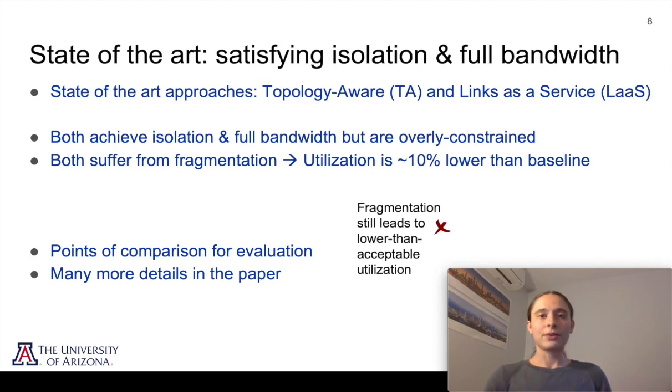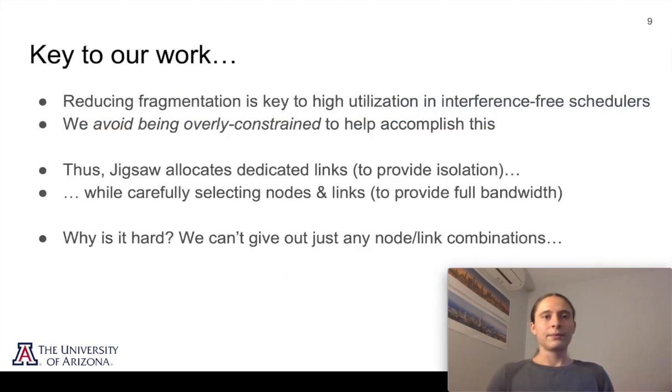Unfortunately, I don't have time to go into the details of these 2 approaches during the talk, but there are lots of details in the paper and an in-depth comparison of our work versus the state-of-the-art work. And in this talk, I will use these as points of comparison for our performance since they're state-of-the-art. So basically, the key to our work is to try to reduce fragmentation so that we can increase utilization while still maintaining isolation and full bandwidth. Basically, we need to avoid being overly constrained in our placements in order to help reduce fragmentation.